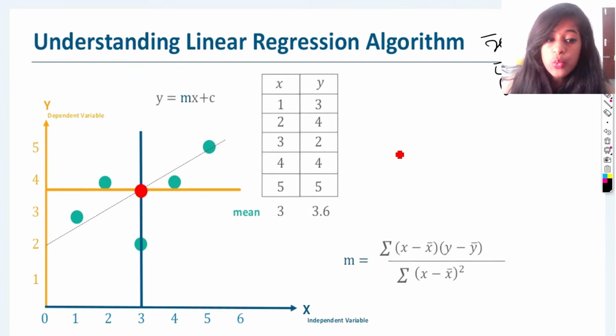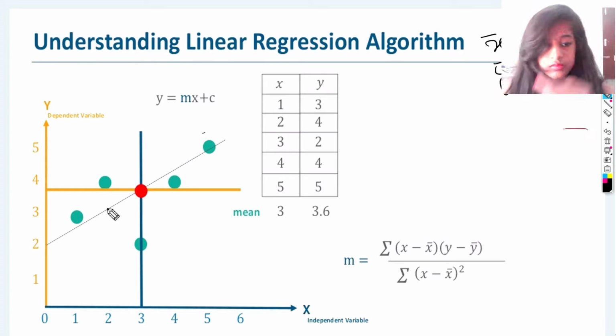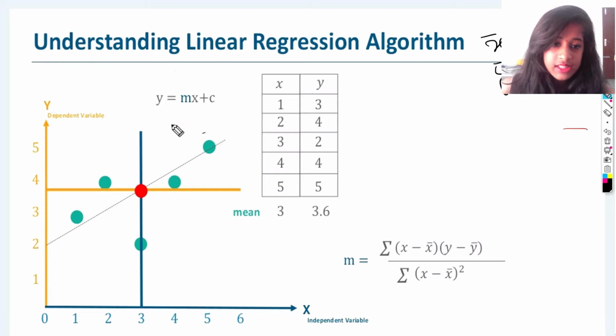Now there's a value m. There's a variable. We have a formula for knowing this linear regression. Let me explain the formula. The formula for linear regression is y is equal to mx plus c. So here, what does m mean? m is the slope.